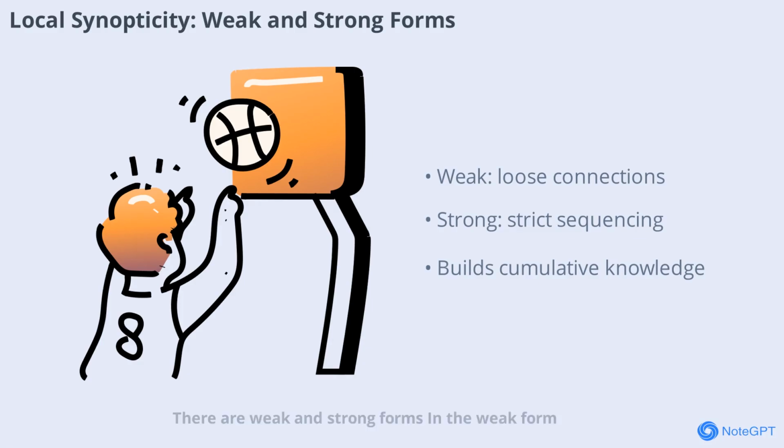Local synopticity appears when synoptic assessment is only present in certain parts of a qualification. There are weak and strong forms. In the weak form, components are loosely connected, as in GCSE Geography A, where only one component is synoptic. In the strong form, components are strictly sequenced and build on each other, as seen in A level computer science or vocational qualifications. This structure ensures that knowledge from earlier units is essential for success in later ones.